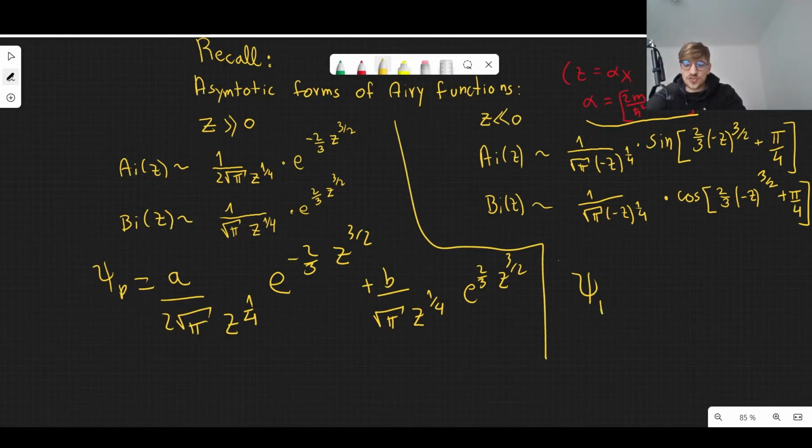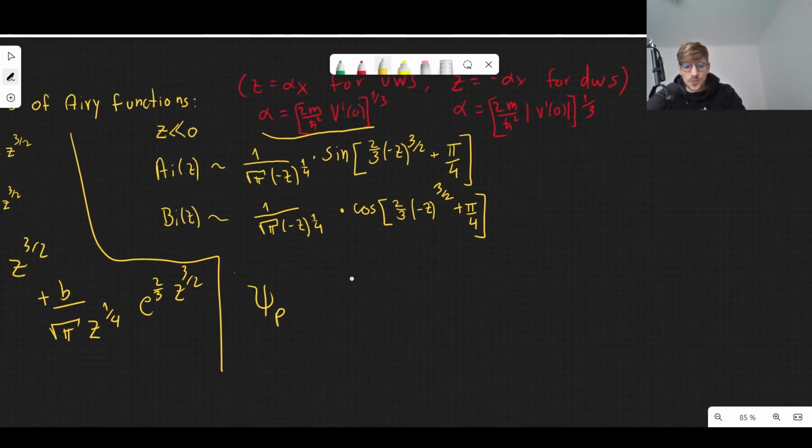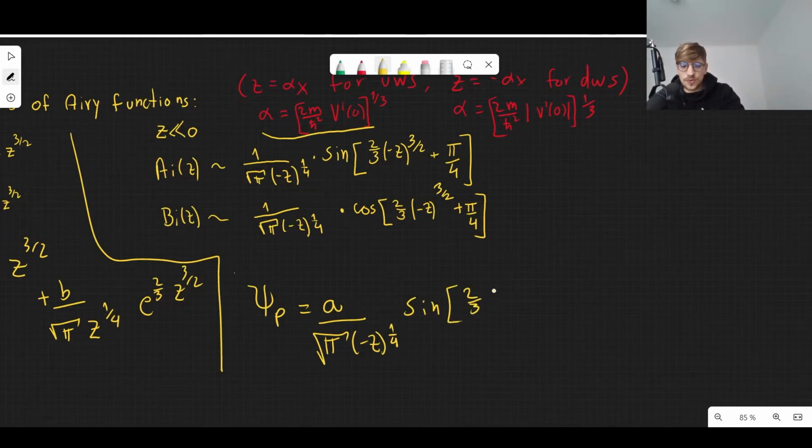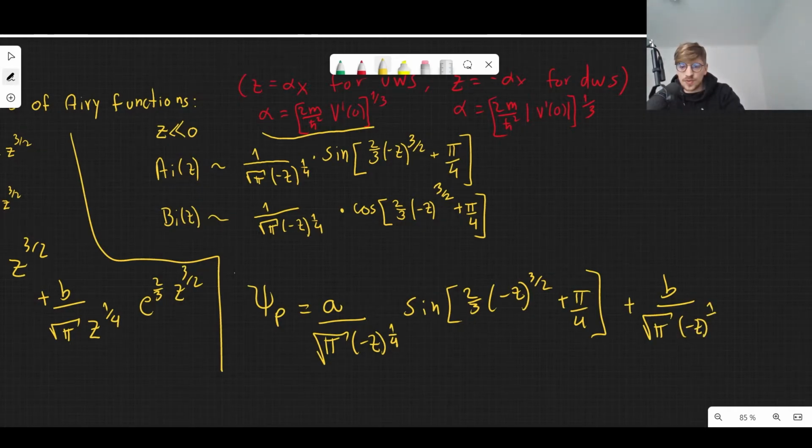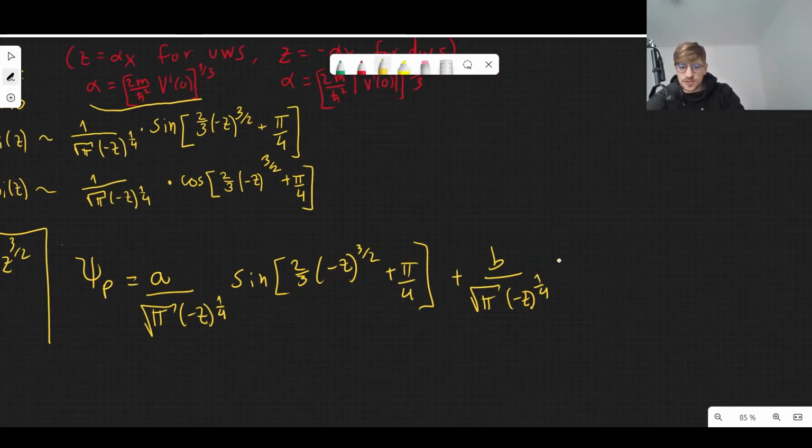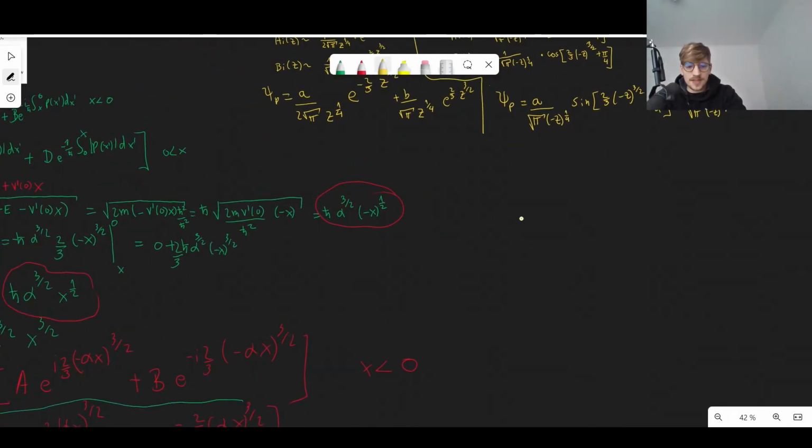And then in the case where z is much smaller than 0, so very large negative numbers, we have some constant small a times this thing right there, divided by square root of pi times minus z to the 1/4 times the sine of 2/3 minus z to the 3/2 plus pi over 4. And then we get plus b and this other part, divided by the square root of pi times minus z to the 1/4, times the cosine of 2/3 minus z to the 3/2 plus pi over 4. Okay, so we wish to compare these 2 expressions.